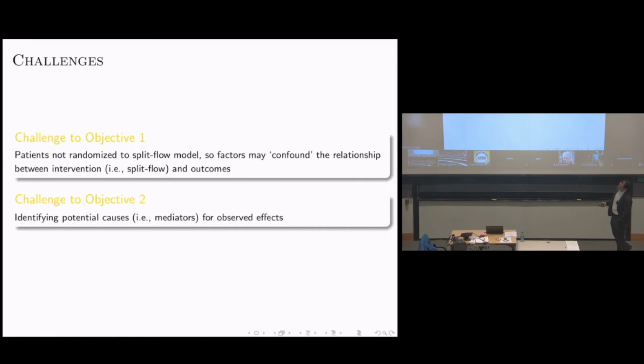And then the second one is a little bit less challenging, which is for objective two, what are the potential causes that are driving the observed effects? So I'm going to call these mediators, because what we did to accomplish objective two is a mediation analysis. All right, and what we're going to do to try to overcome these challenges is apply what's known as causal inference methodology for observational data. I have data from our partner hospital, and we're going to try to do this for observational data. Okay. Any questions so far?